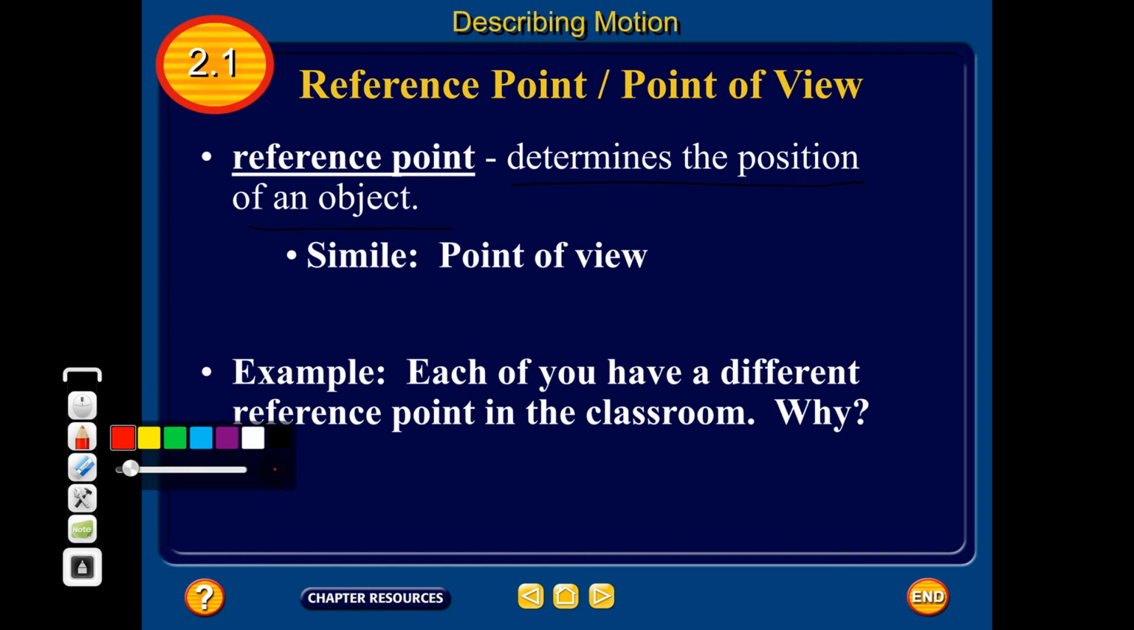Let me change my color here. Your reference point there. That's brighter, right? And so, again, it's just based on how you are perceiving that motion. One person that thinks they're moving to the right, if they're looking straight at them, somebody else might be going, you're moving to the left. Again, that's just the way we look at it, and that's where I have my example there. We each have a different point of view within a classroom.